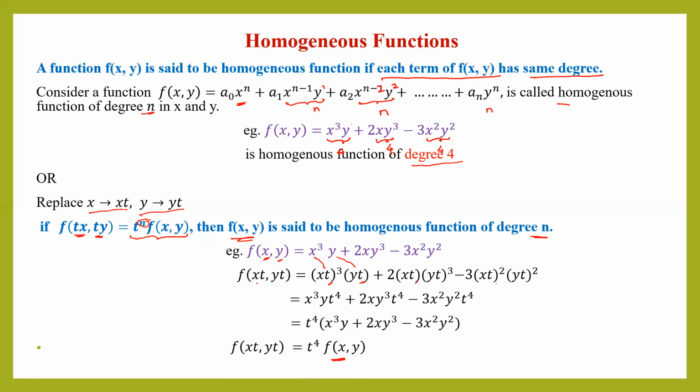So replacing x by xt, y by yt in this function, we have the original function back in this form, t raised to n f of x, y. It means the function is homogeneous, and whatever is the power of this t, that is n. So here this n is 4, so the degree is 4.